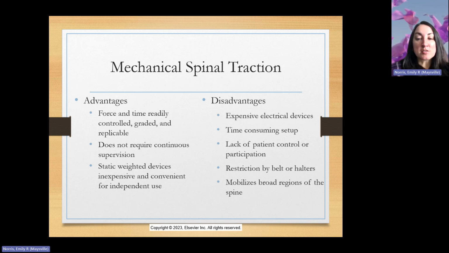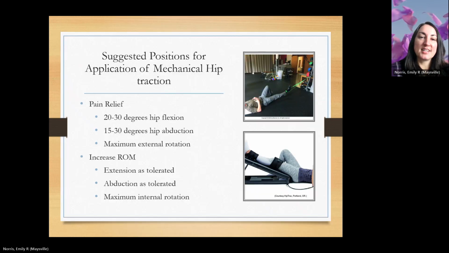And then the mobilizers, mobilizes broad regions of the spine. So it's not a specific one like you would do manually. It's general. So it mobilizes a lot of areas in the spine, and it may be areas that you don't want or need to mobilize.